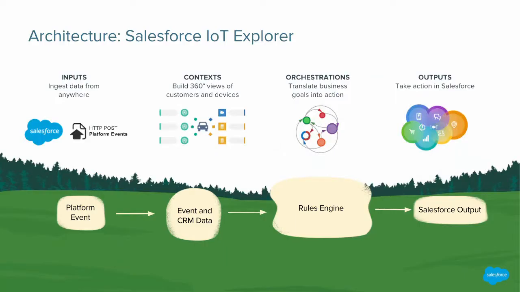Nice. All right, so quick overview of the architecture. Any IoT system, at least on the application side, needs a couple components. Number one, you've got to get all that data in somehow. So again, we're going to do that via platform events. We'll show you how to set that up.